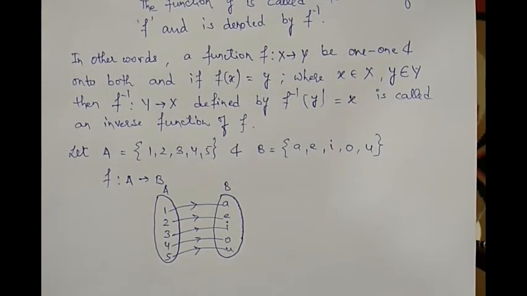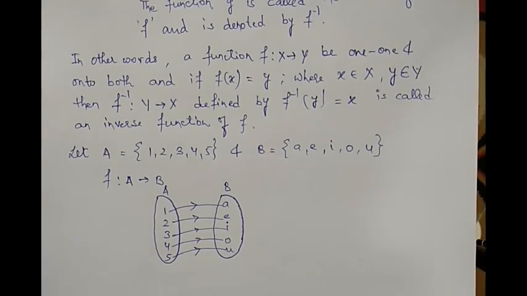Now, let's take one example, and with the help of that, we will try to understand why it is necessary that if f is to be an invertible function, it must be one-one and onto both. Why, if the given function is not one-one or onto, and if any one of them is not there, will we say that the inverse of that function will not exist? So for that, let's take one example.